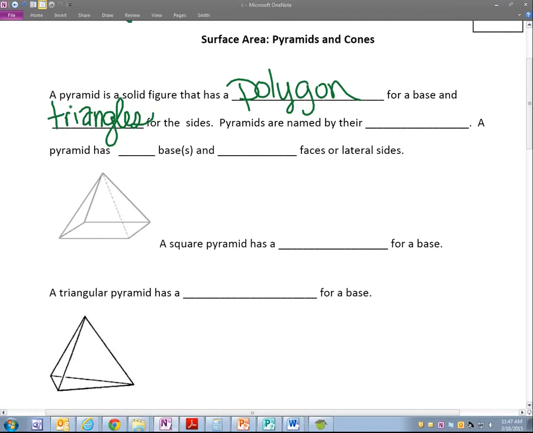So, pyramids are named all about their what? Base. They're named all about their bases. A pyramid only has one base, and lateral faces or lateral sides. So when you're dealing with a pyramid, it's going to have one base and lateral sides.